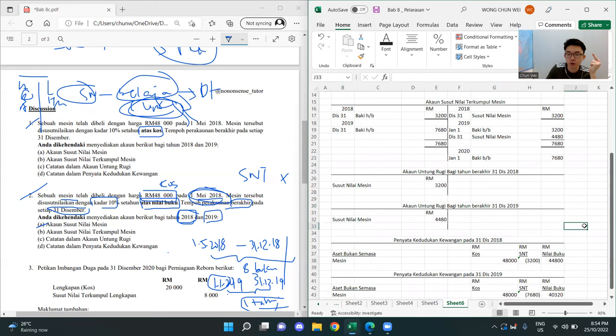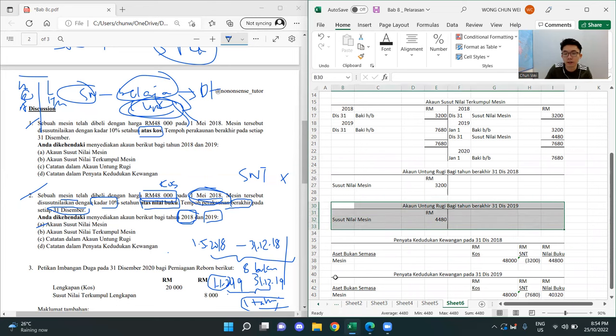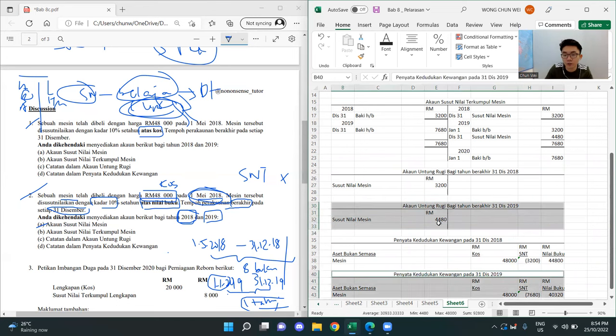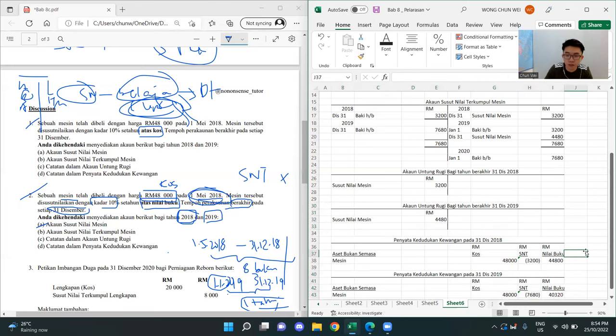All right. So even though, let's say you're doing your account for 2019, you can see that even though your Susut Nilai machine is 4,480, your SNT is not 4,480. You have to use your 4,480, add back to your last year's SNT. Then you get 7,680. Okay, so this is our question. Definitely in your long question, you will have Susut Nilai. Like they will ask you to menyediakan account perdagangan dan untung rugi, menyediakan penyata kedudukan kewangan. After they ask you to menyediakan, they will give you a lot of Susut Nilai. Then you have to kirakan sendiri and you have to know where to put all this Susut Nilai dan Susut Nilai Terkumpul.